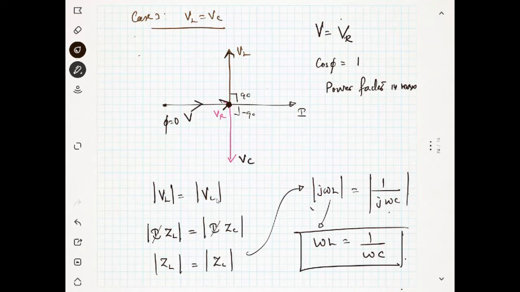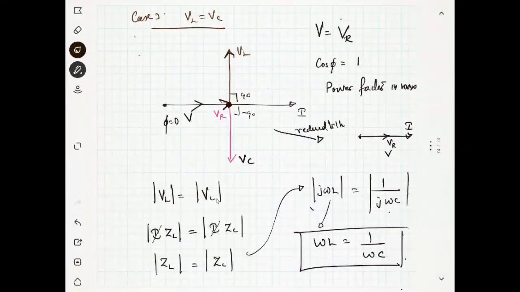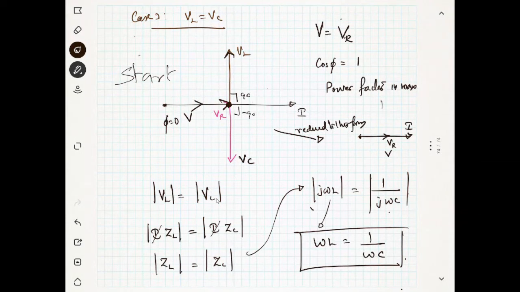Okay, that's the idea. So the net result I can draw like this. This is my I, and this is my VR, also my V. Both are in the same direction. You understood? Now the diagram will be reduced to this form. So this is how we will start from here, and this is the final form.